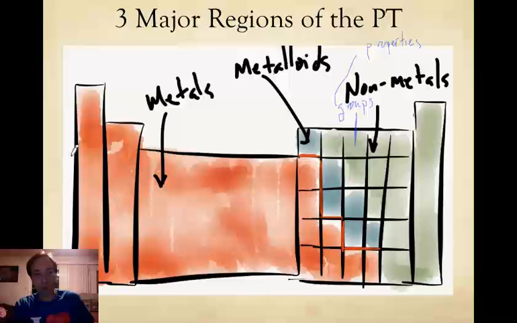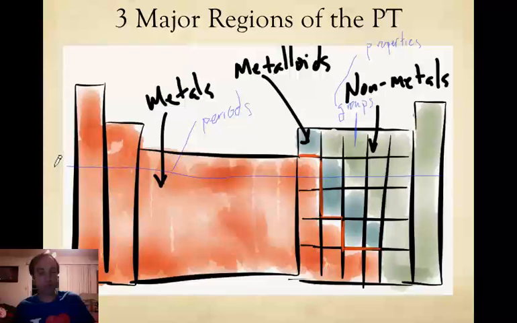Now, to compare that, if these are the vertical columns, we have horizontal rows as well, like all the way across here. Those horizontal rows are known as periods. And periods simply put elements that have their valence electrons in the same energy level. So in other words, if you're in the top row, you have your valence in energy level 1. If you're in the second row, you have your valence in energy level 2. If you're in the third row, you have your valence in energy level 3.